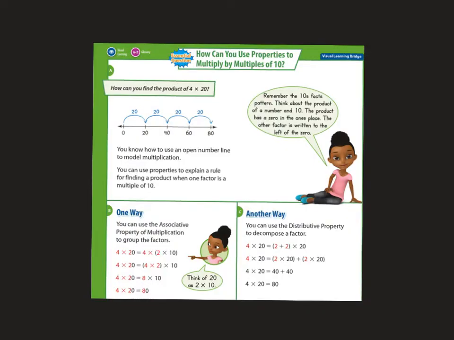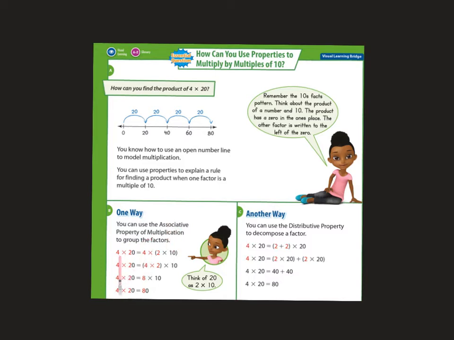All right. When you're doing your visual learning, it's going to walk you through and remind you how to use the open number line to help you model multiplication. And it gives you a good tip over here. It says, remember the tens fact pattern. Think about the product of a number and 10. The product has a 0 in the ones place, so the factor is written to the left of the 0. You can use properties to explain a rule for finding the product when one factor is a multiple of 10. One way you can do that is by using the associative property.